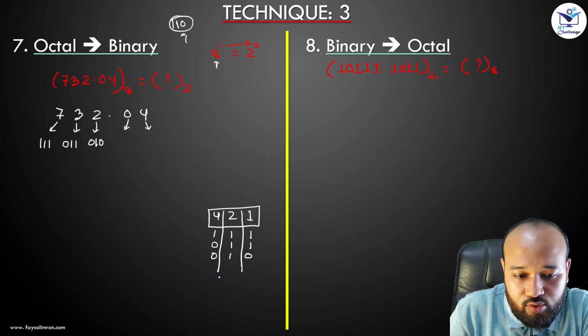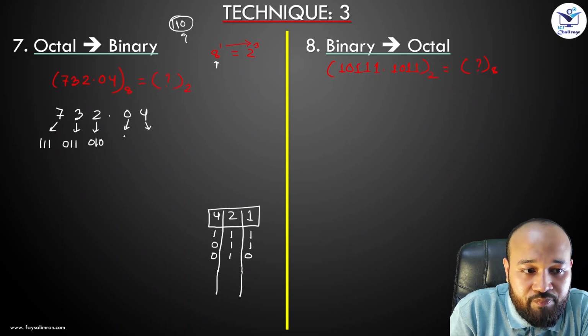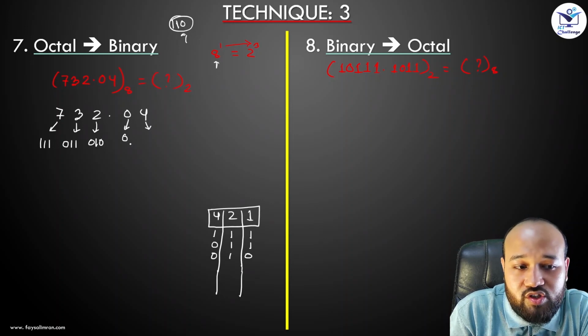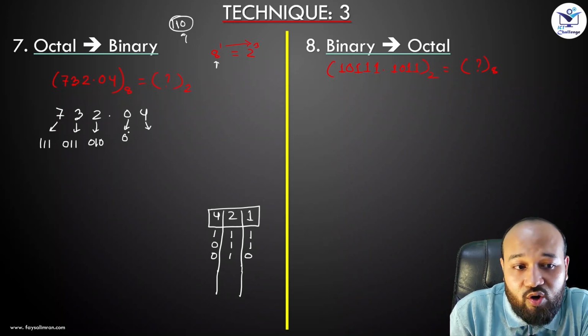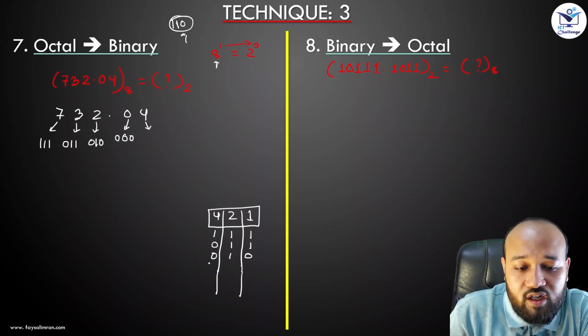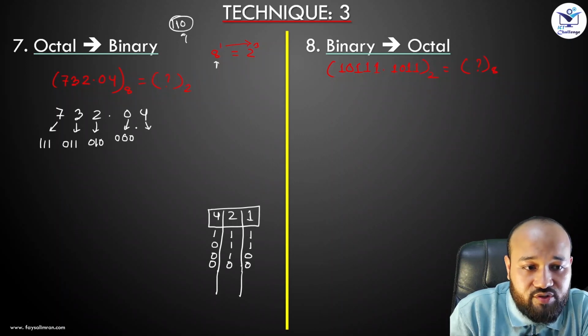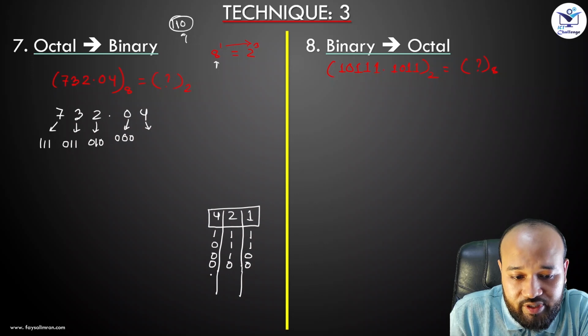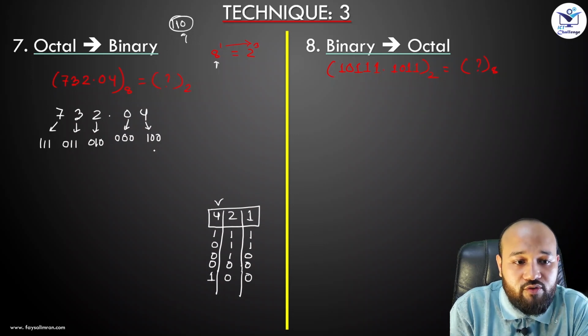And also we need the binary for 0. Students will make this mistake: they will write just 0, but this is not the correct format because we need 3 digits for each octal number. So we have to write three 0s here, that means we don't need any of the columns. Also here is 4, so we need 1 because 1 is correct for this column, and we don't need any of the others, so 100 for 4.